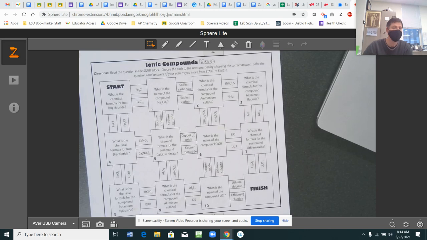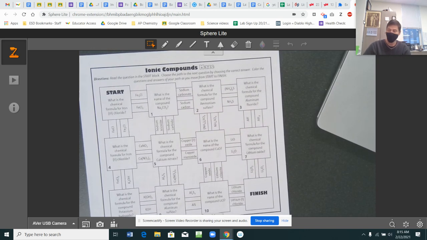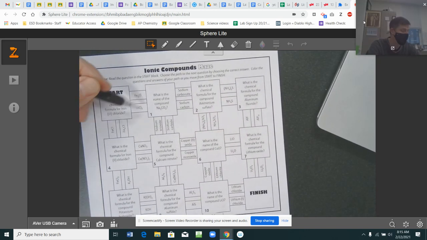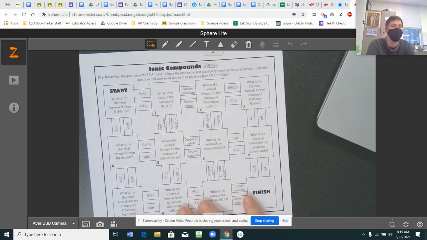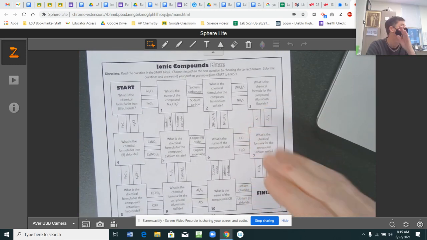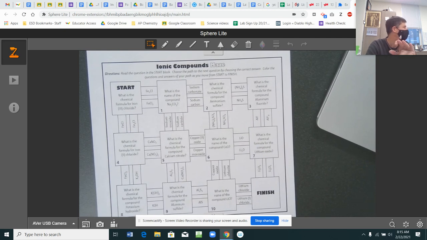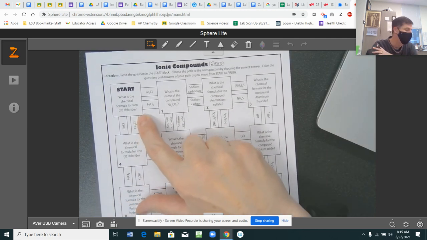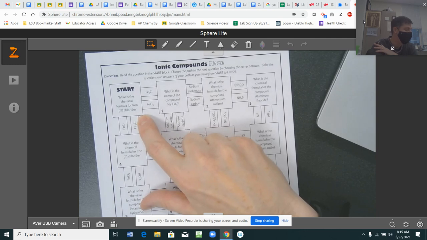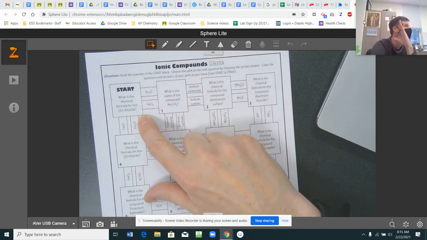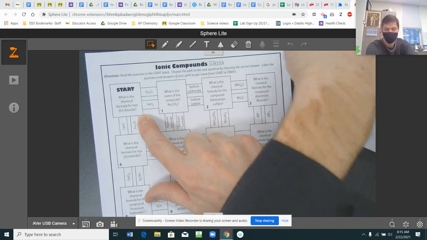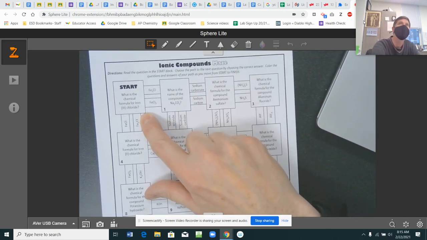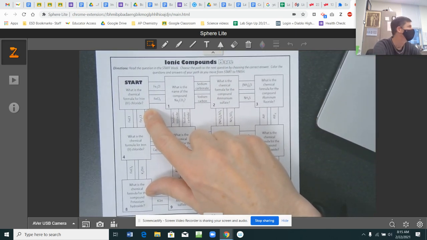Okay, on the ionics, you had to go formulas and names. On this one, all I'm going to have you do is tell me left, right, or down from each spot. Okay? That's all I'm going to ask you guys to do. So, from this first one, from start, what's the chemical formula for iron 3 chloride? Am I going right or down? And I'm counting on you to tell me the right thing. Is it right or down?